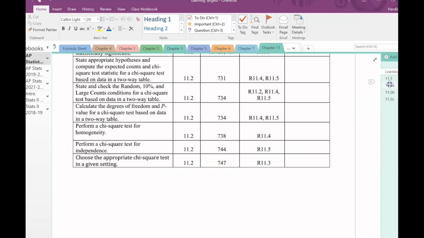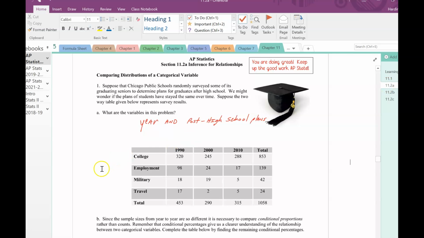So let's get started. You can find 11.2a in your OneNote notebook. And if you look at the top, the question there that we're going to think about says, suppose that the Chicago Public Schools randomly surveyed some of its graduating seniors to determine plans for graduates after high school. We might wonder if the plans of students have stayed the same over time. Suppose the two-way table given below represents survey results. So you can see the information that we have here in the two-way table.